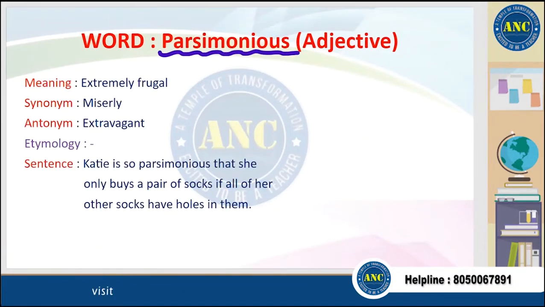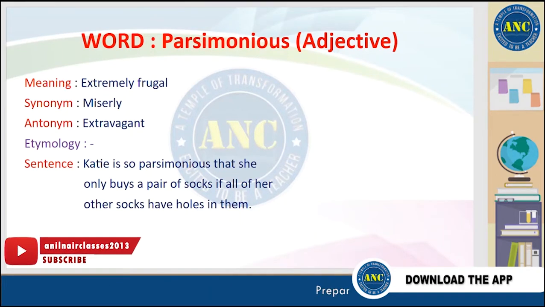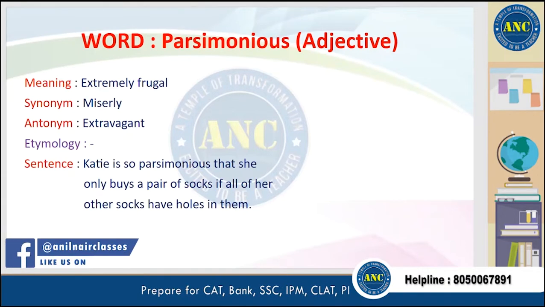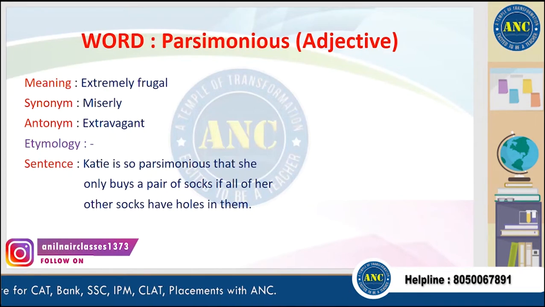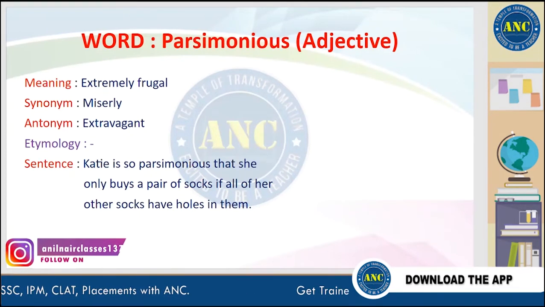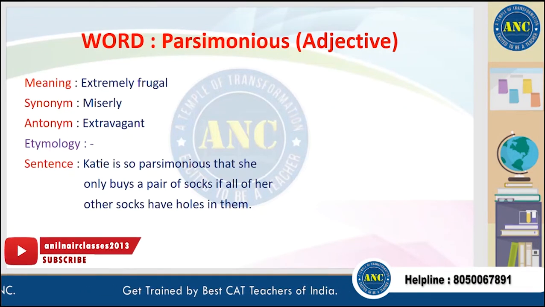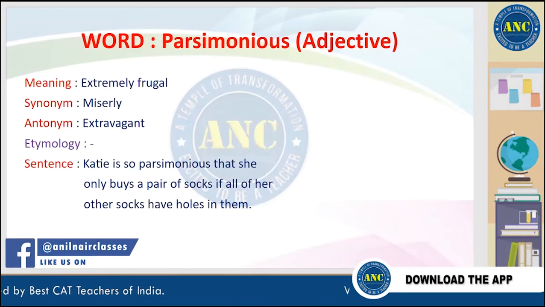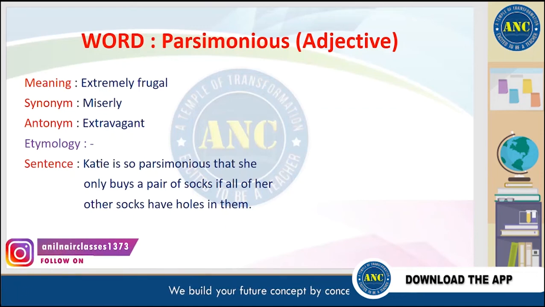Parsimonious is the next word. Parsimonious means extremely frugal. A synonym is miserly and an antonym is extravagant. There wasn't really an etymology that was good for this word, so I have not mentioned it here. A sentence with parsimonious is, Katie is so parsimonious that she only buys a pair of socks if all of her other socks have holes in them.